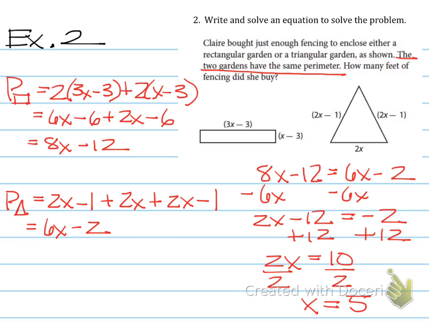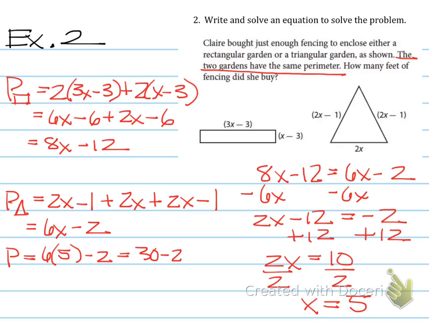All right, and we make sure that we're answering the question that the problem asks. The question in the passage is how many feet of fencing did she buy? So we want to find out what the perimeter is. We shouldn't stop at finding the value of x. We now have to take that value of x and plug it into either one of the equations, either the perimeter of the rectangle, or the perimeter of the triangle. I'm going to go ahead and plug it into the perimeter of the triangle since it's already down there at the bottom. 6 times our value of x, which is 5, minus 2.